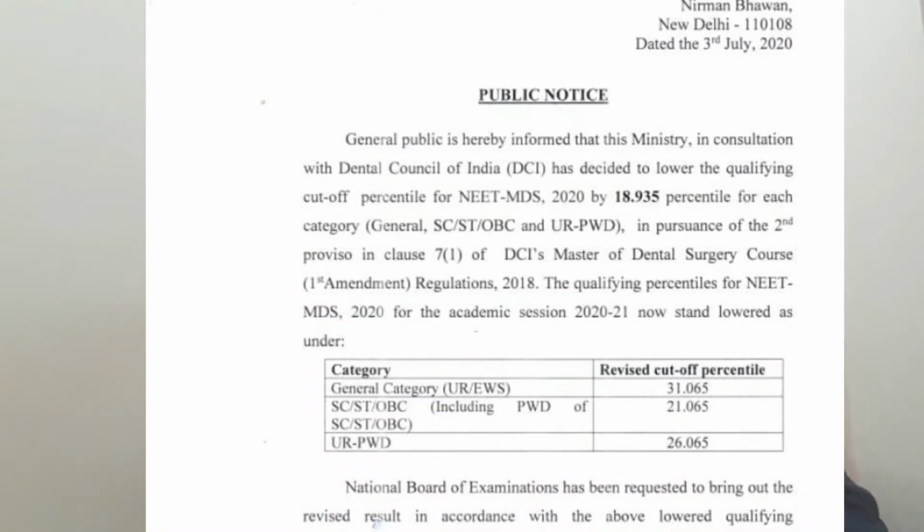And coming to the revised NEET cutoff scores, I will just put it here. So this was the revised NEET cutoff scores, as you can see there. The cutoffs have been drastically reduced for the general category. It is reduced to 31.065, for SC, ST and OBC candidates it has been reduced to 21.065, and for unreserved physically disabled candidates it is reduced to 26.065. It was released day before yesterday. So please check it and calculate your cutoff marks. If you are eligible, please go and apply if you want.